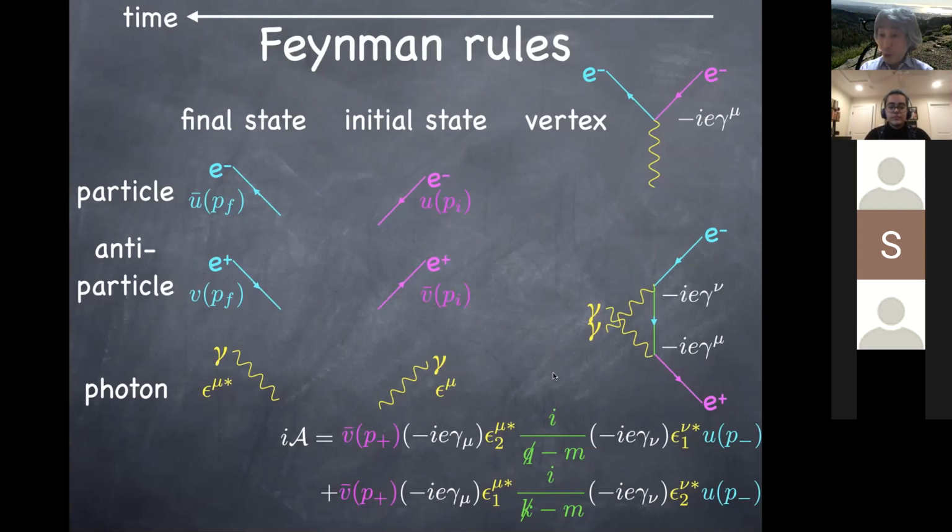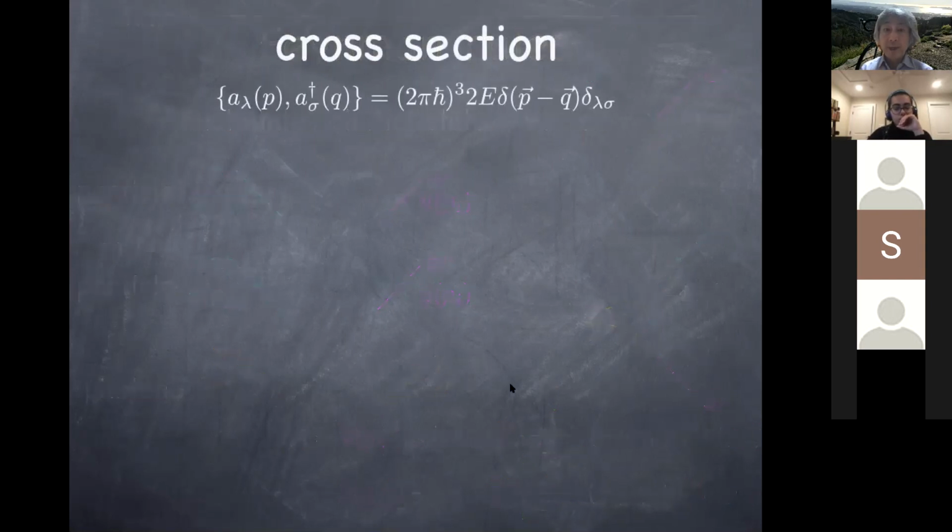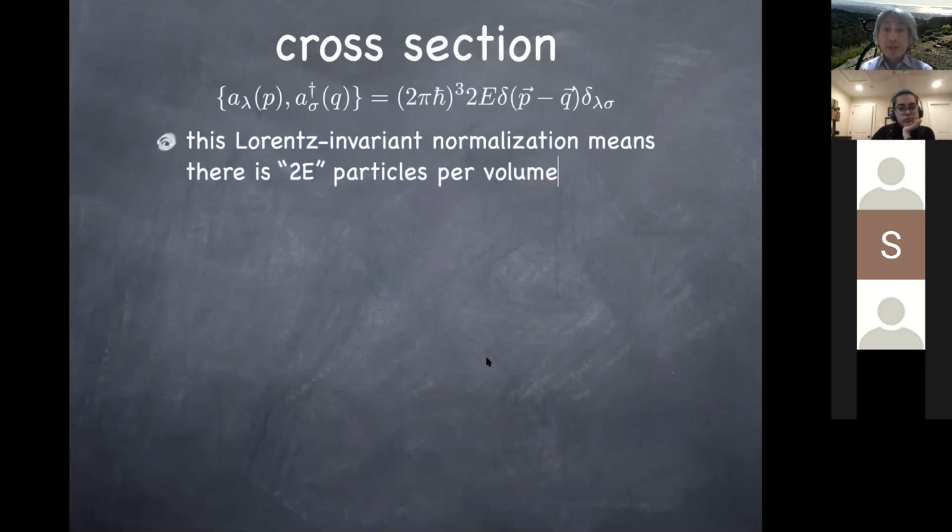Okay, so now I hope you have gotten this idea, how you draw diagrams and how you write down the Feynman amplitude once you have the diagram, pretty much automatically now. And then the remaining thing you need to know is how to put this amplitude into a square and basically compute the probability. And that's the cross-section we already talked about in the case of the Rayleigh scattering. So we have this normalization of the creation annihilation operator given by 2 pi cubed 2e times delta function. And this is the Lorentz invariant normalization.